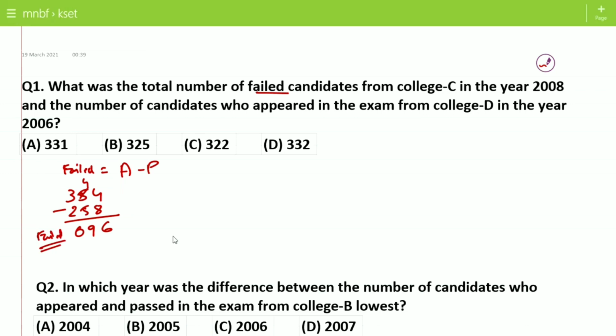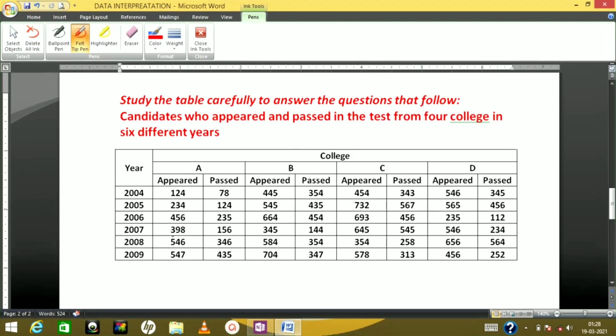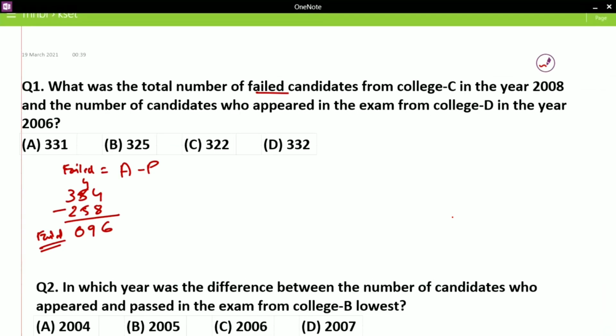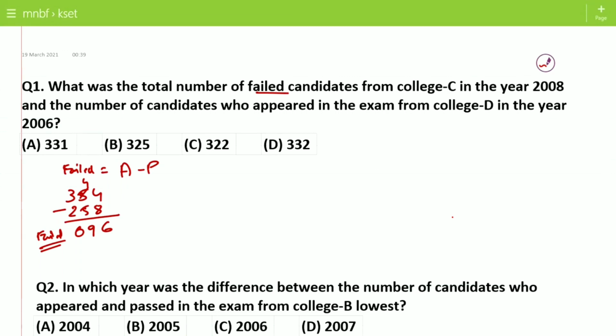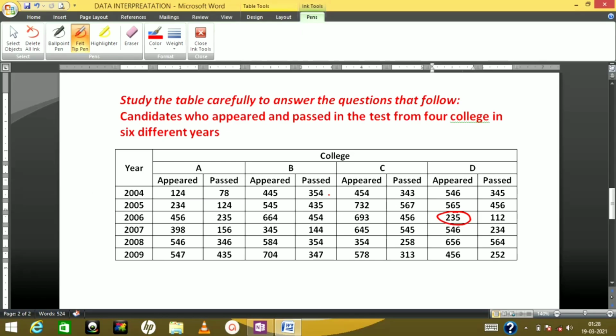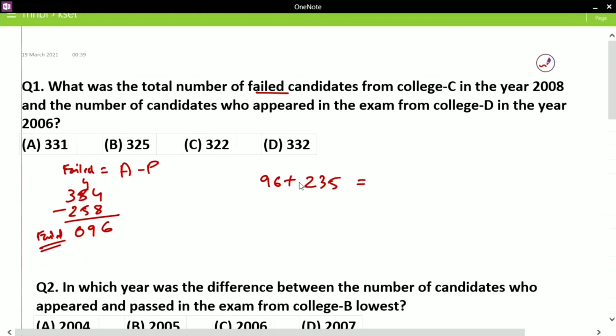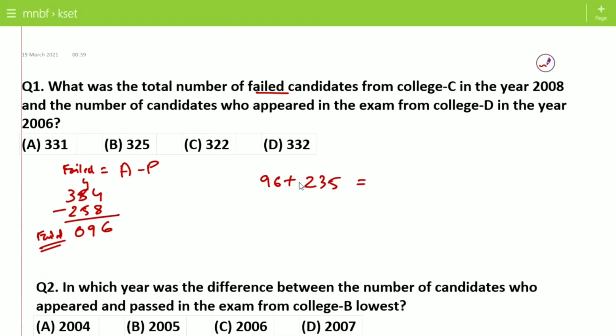And the number of candidates who appeared in the exam from college D in the year 2006. So in the year 2006, how many appeared in the exam? 235 appeared in the exam. You have to find out the total of this. So 96 plus 235 is equal to 235 and the nearing value is 100. So 335 minus 4, that is equal to 331. Or another simple way is 235 plus 96, 5 plus 6 is 11, 9 plus 1 10, 13 and 2 plus 1 is 3.